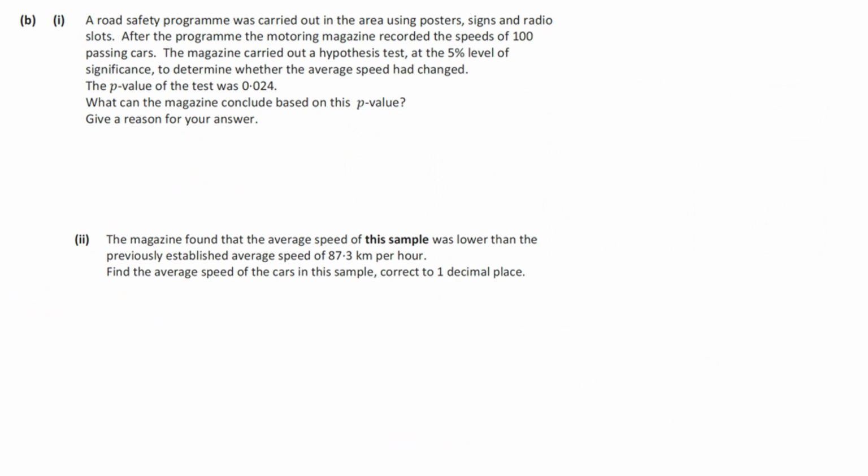A road safety program was carried out in the area using posters, signs and radio slots. After the program, the motoring magazine recorded the speeds of 100 passing cars. So this is another sample n. The magazine carried out a hypothesis test at the 5% level of significance and determined that the average speed had changed. Okay, so now when we talk about hypothesis test, we're talking about mu equals, and mu does not equal.